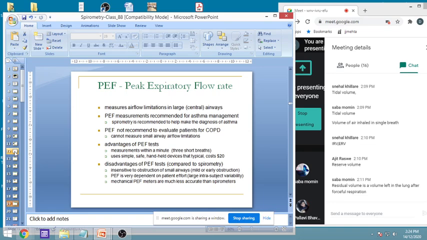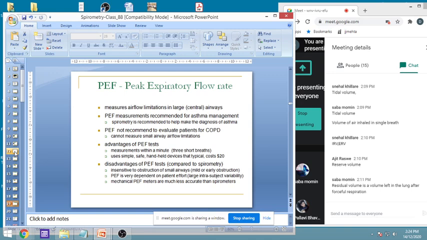What are the advantages? It measures within a minute, with 3 short breaths. It uses simple, safe and handheld devices that are typical. It costs very little, around US $20, that means around 20 multiplied by 100 suppose, so maximum 2,000 rupees. Disadvantages are there if we compare to spirometry.